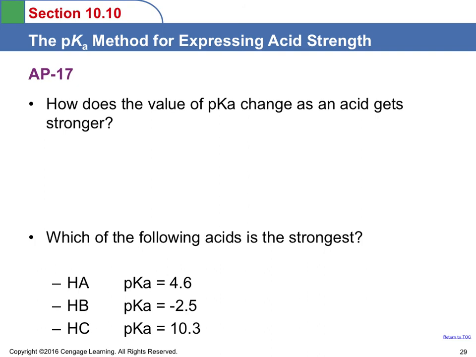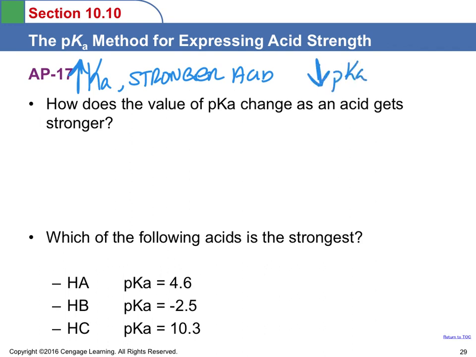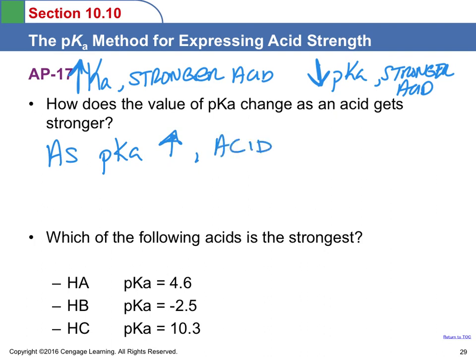So how does the pKa change as an acid gets stronger? So remember, the bigger the Ka, the stronger the acid. Smaller pKa, stronger acid. So as pKa increases, acid strength decreases, and vice versa. If pKa decreases, acid strength increases.